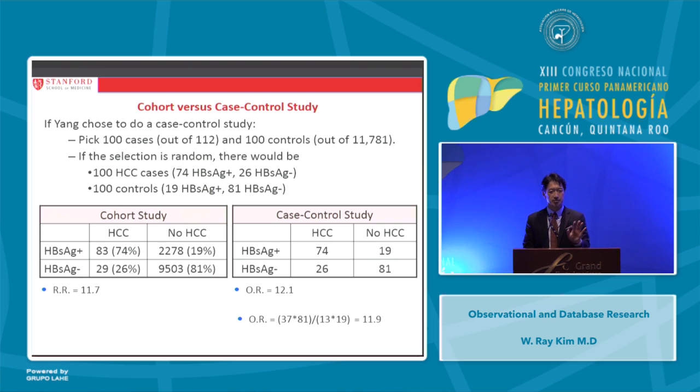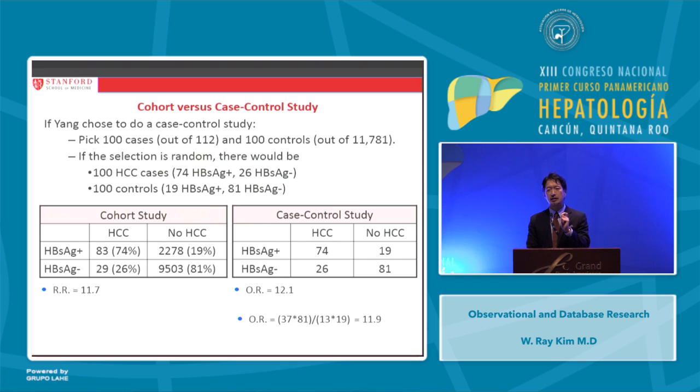Do you follow? So if the cases and controls are picked at random with regard to the exposure, then they would have come up with a 2 by 2 table like this. And the point that I'm trying to make is, if you came up with this table, the odds ratio that you will calculate will be 12. Okay? And compare that to the cohort study's relative risk, 11.7. So the point is, if you do the case control study correctly, you get the right answer that you would get from the cohort study.